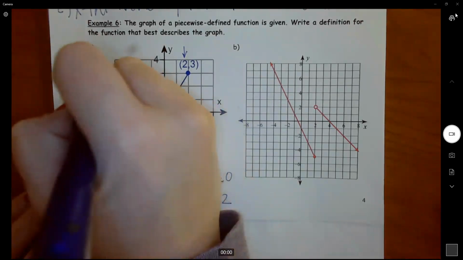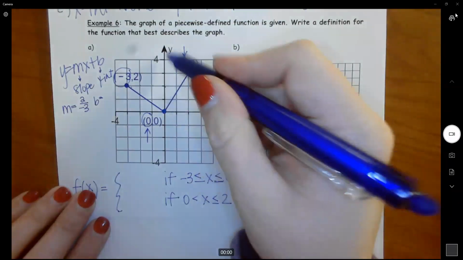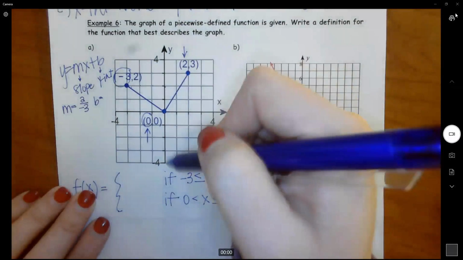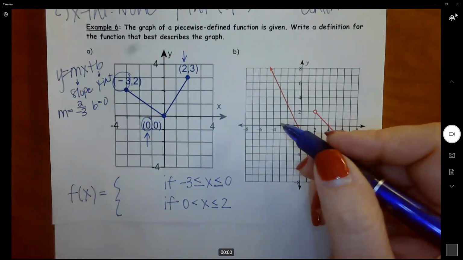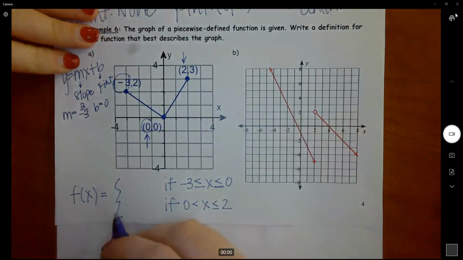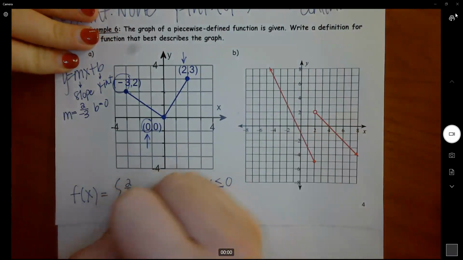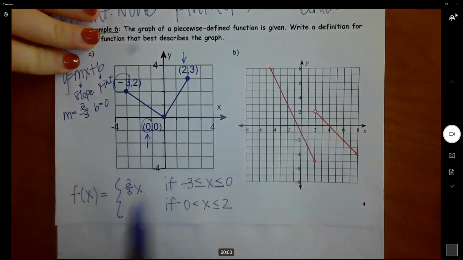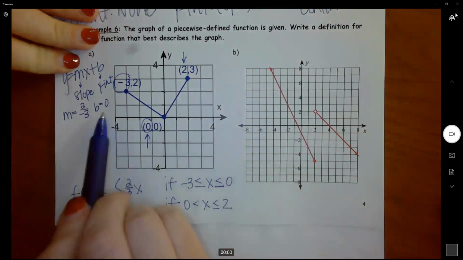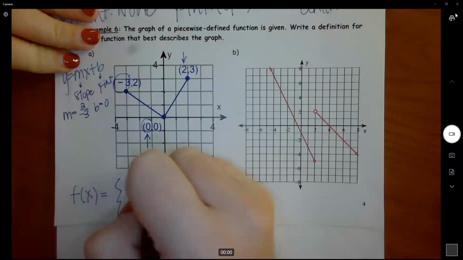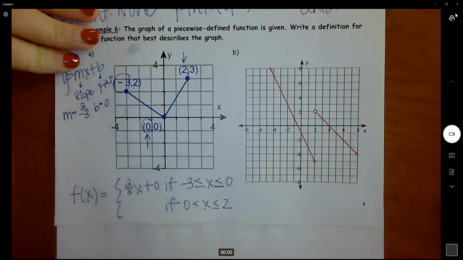And then the y-intercept, or the b, where is it crossing the y-axis? Right here at 0. So my equation is 2/3 x. I can put plus 0 here if I want, but I don't really need that plus 0. I'll go ahead and put it, but that's not really necessary.